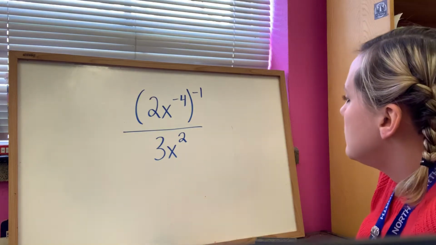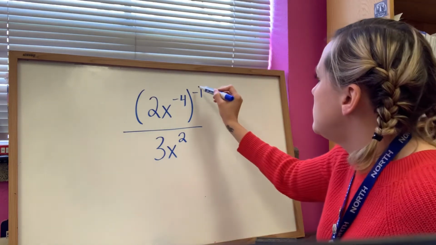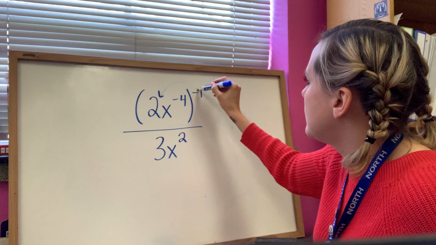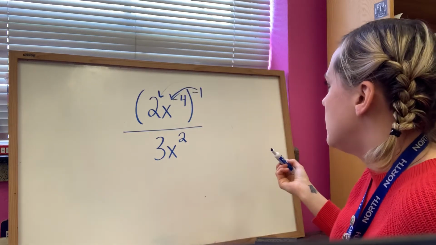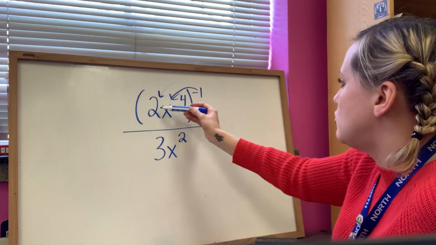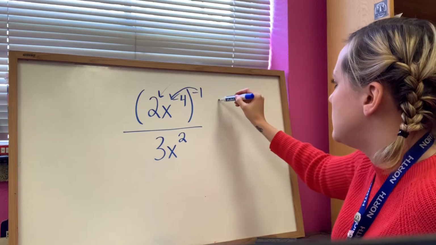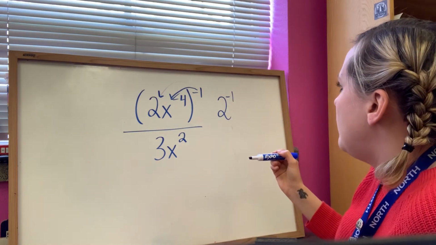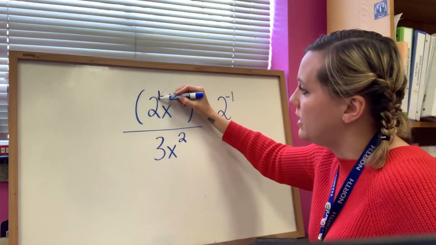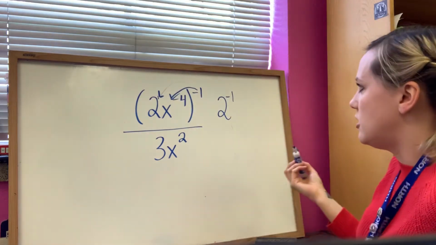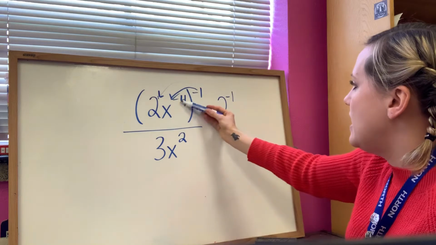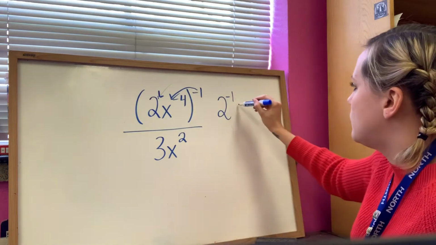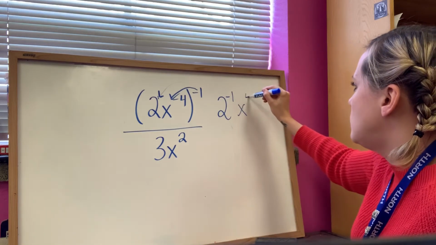Okay, so let's see. I would probably distribute this to both of the things in here. So 2 to the first power, with the negative 1, is going to be 2 to the negative 1. And then, because there's secretly a 1 out here, remember when there's not anything written, there's a 1, negative 4 times negative 1 is positive 4. So then I'm going to have x to the 4th power.